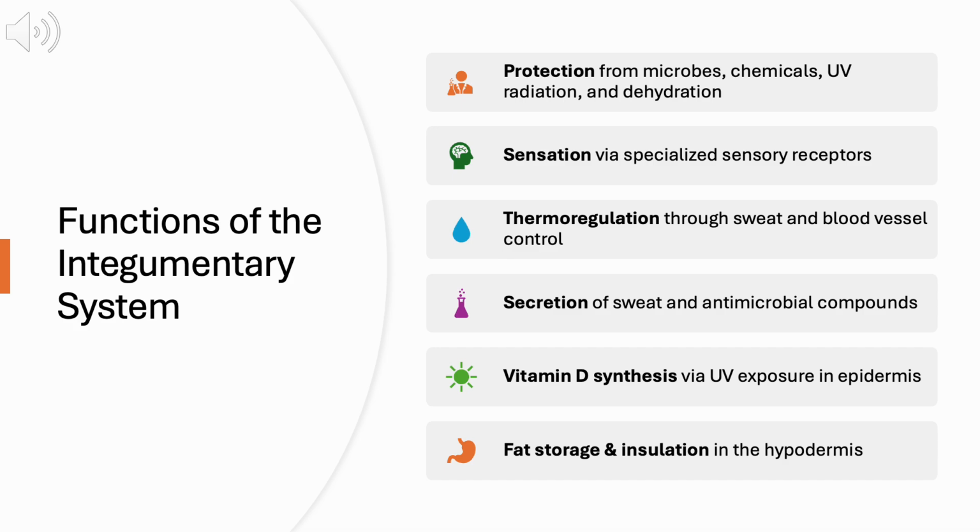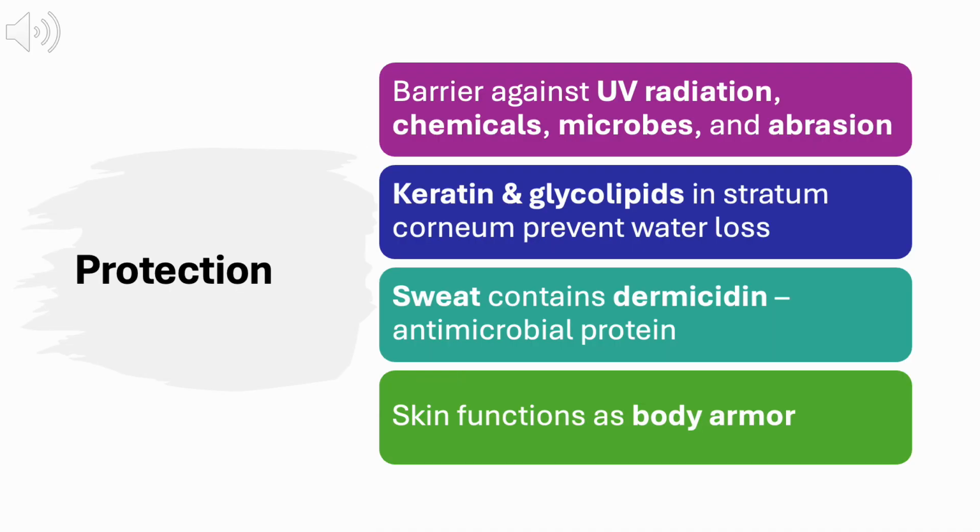Each of these functions supports homeostasis, keeping the internal environment stable and protected. The skin is your body's first line of defense, its natural armor. The outer layer, particularly the stratum corneum, is rich in keratin and glycolipids, creating a waterproof and abrasion-resistant shield. This barrier defends against UV rays, environmental chemicals, pathogens, and physical damage.